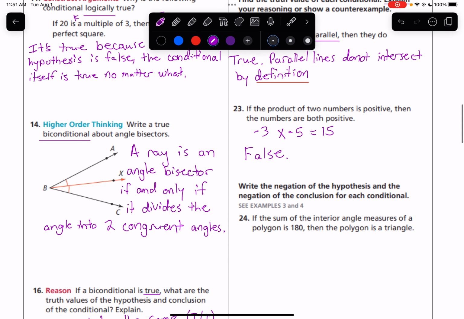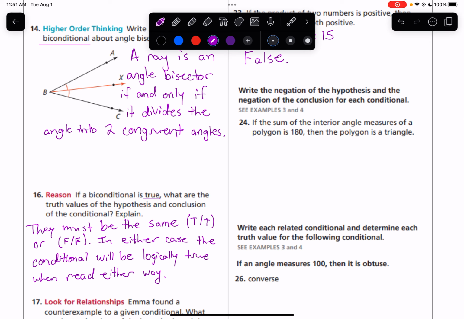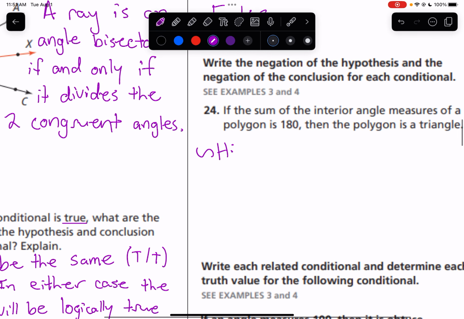Number 24, write the negation of the hypothesis and the negation of the conclusion for the conditional. If the sum of the interior angle measures of a polygon is 180, then the polygon is a triangle. So there's two easy parts to this. First, we're going to write the negation, remember that's the symbol, of the hypothesis. So the negation of the hypothesis would just be using the word not in the hypothesis, writing if the sum of the interior angle measures of a polygon is not 180. So I'm going to make this bigger for ease of writing.